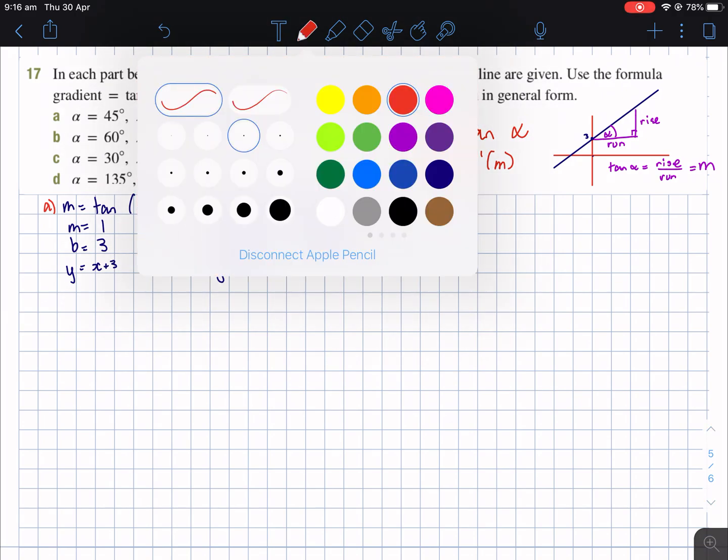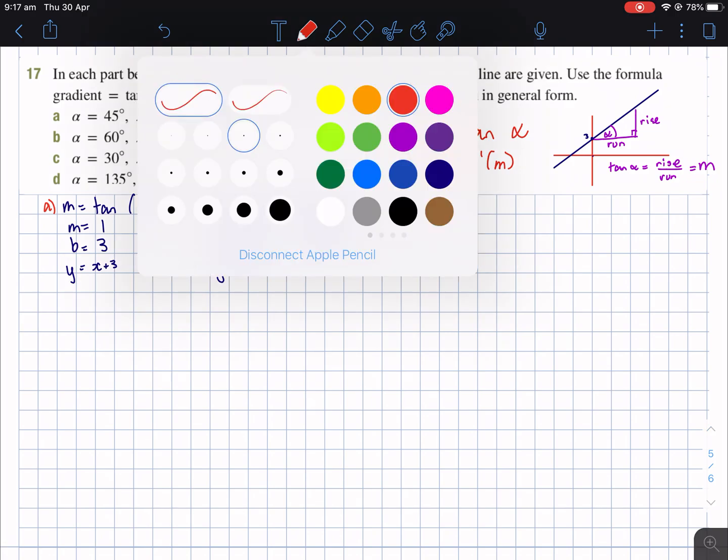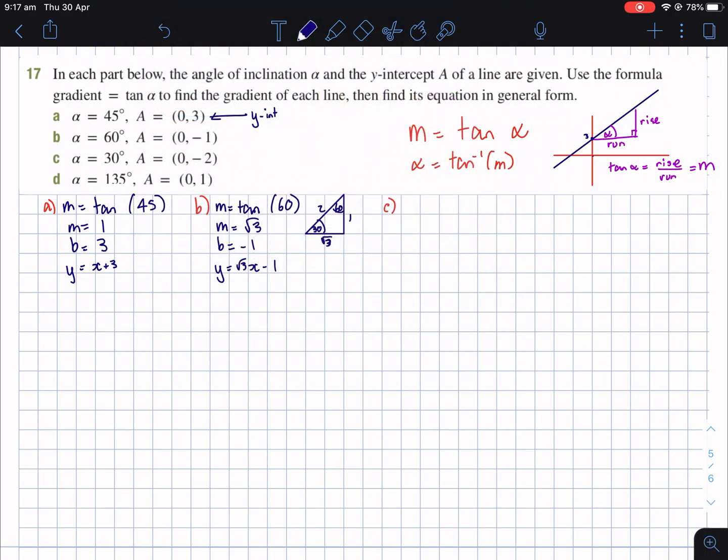Question C, 1. They're doing 30 degrees, so m equals tan 30. So looking at a 30-degree triangle, that's 1 on root 3. If we rationalise, that becomes root 3 on 3. B, they've already given us, it's -2, so y equals 1 on root 3 x take 2. Or you could have also had root 3 on 3 x take 2, same thing.